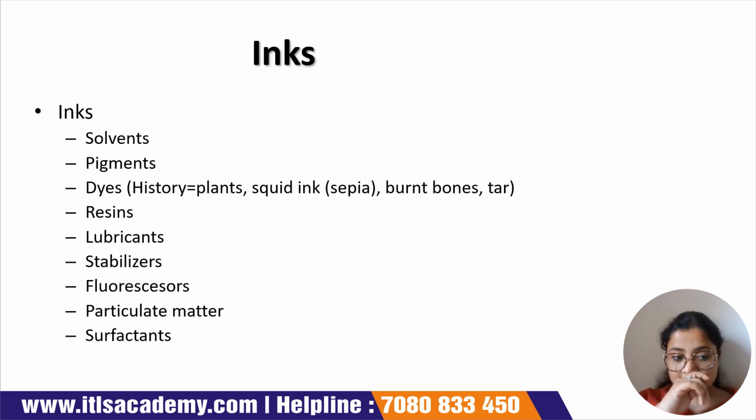Now coming to inks. Inks can again be of various types or various materials. They can be simple solvents, they can be pigments, they can be dyes. Dyes are usually made from different plants, plant leaves. Squid ink can be used, burnt bones can also be used to make inks, and also tar. Then they can be made up of resins, lubricants, stabilizers, fluorescers, any particulate matter, as well as any surfactant.